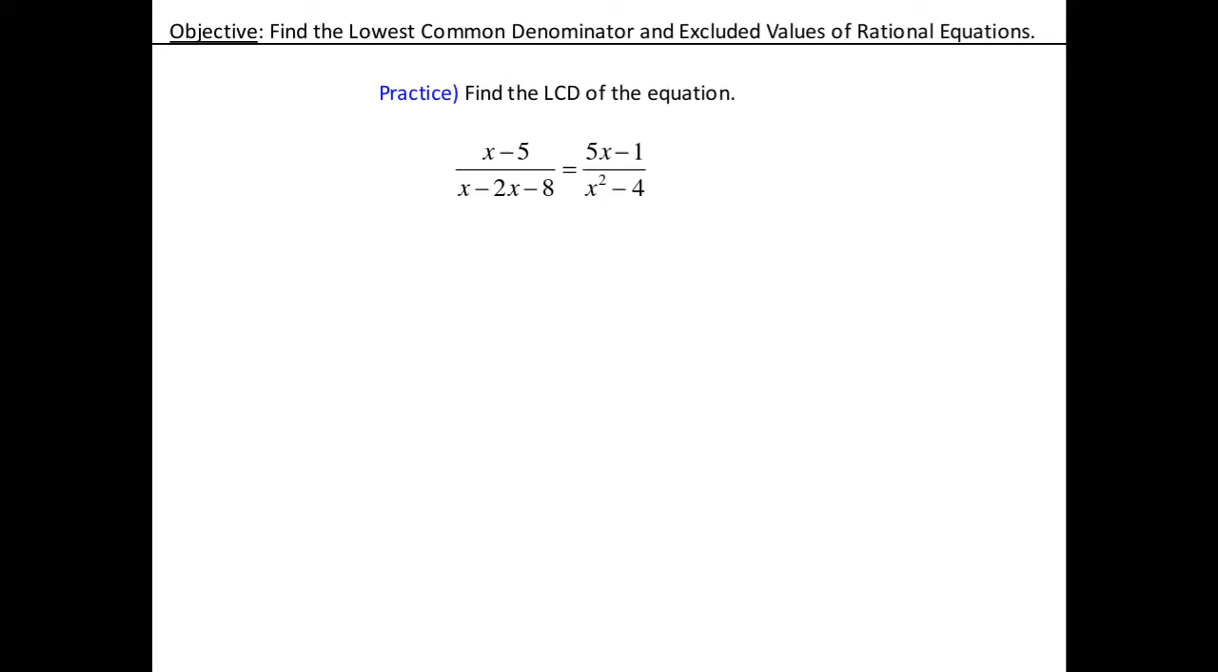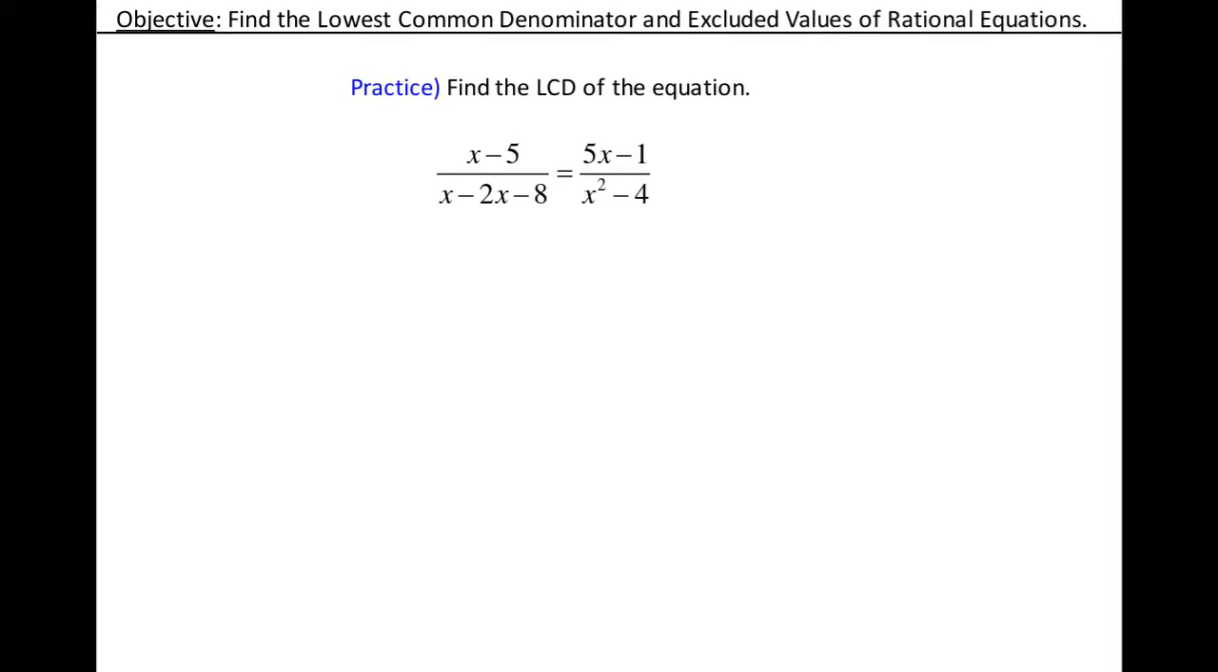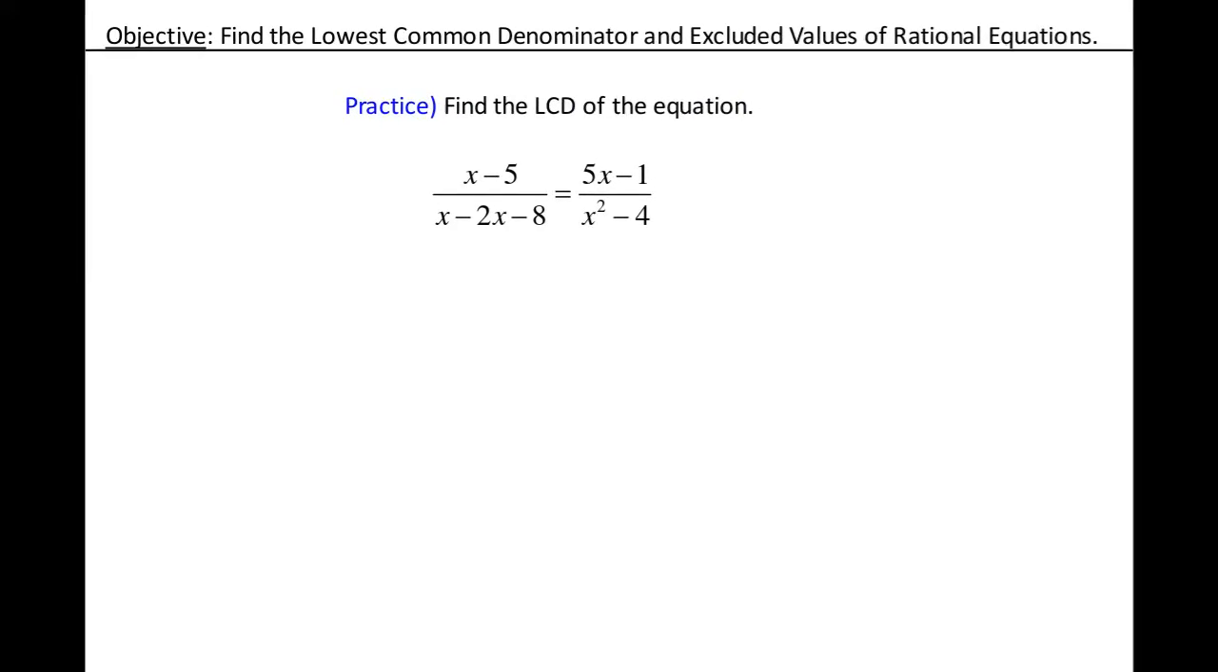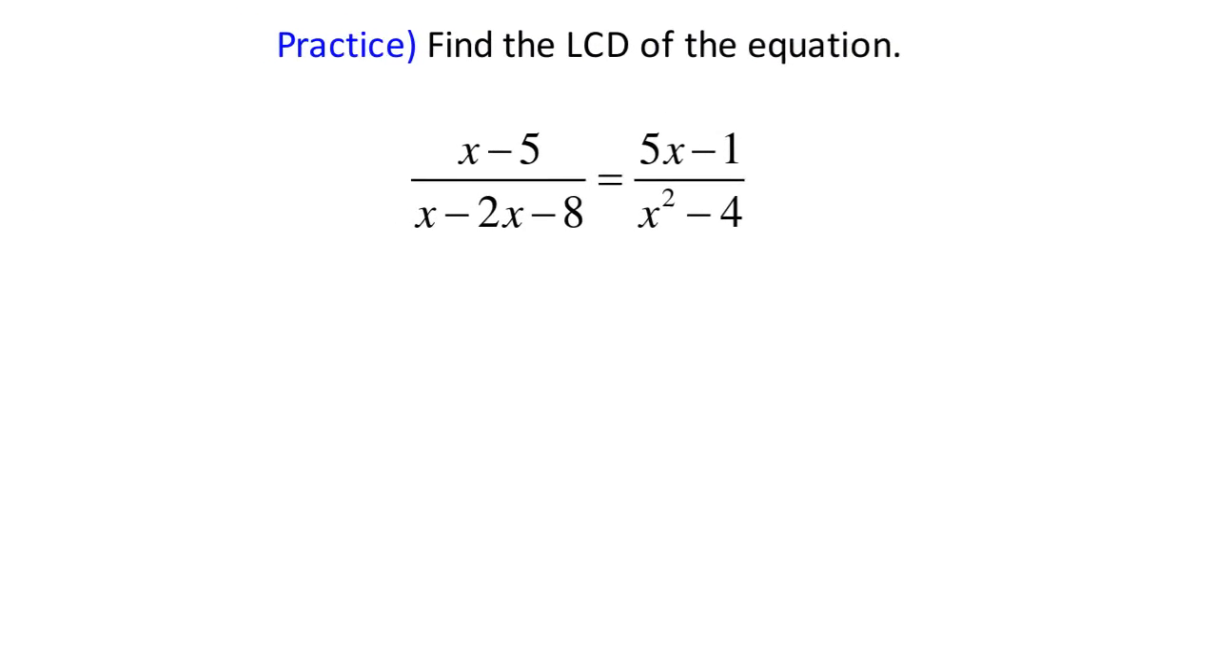So let's go ahead and have you guys practice this one. This goes back to the back page. This is the second practice problem on the back. You guys are going to try this one. You need to factor the 2 denominators, and then see what they have in common for the LCD, and anything else just gets attached at the end.